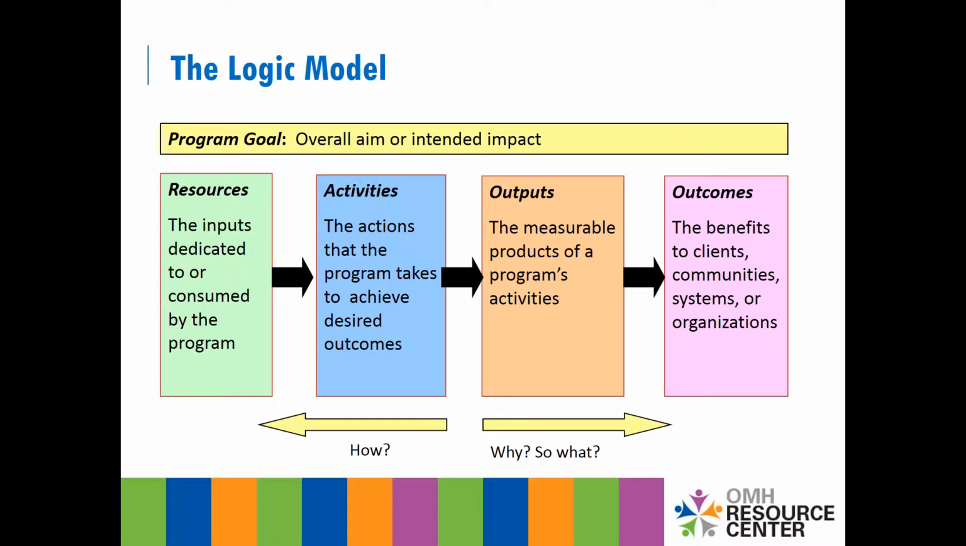And then as you continue, you have outputs. And outputs are the measurable products of the program's activities. So what is going to be produced from the activities that you suggest? And then following the outputs is the outcomes. So what are the benefits, for example, to clients, to the communities, to the systems, or to organizations that you intend to receive overall? So if you look at the two boxes at the end, primarily outputs and outcomes, think of them more as the why and so what components of your logic model. So hopefully this diagram helps put together the basic structures of a logic model for everyone. Next slide.